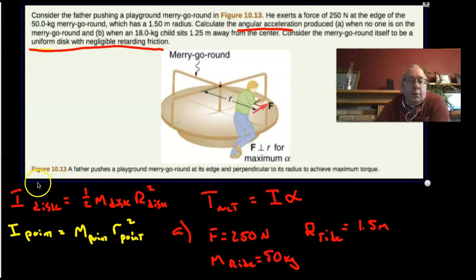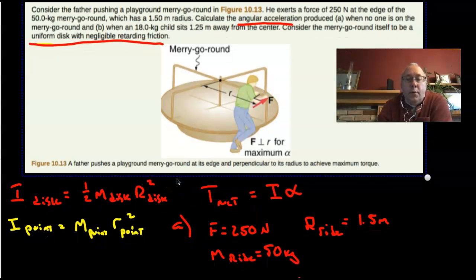So notice that for a disc, if you look up in a table, the moment of inertia is 1/2 mass of the disk, radius of the disk squared. Now, later on in the problem, in part B, they're going to put a child on the ride out at a distance away, and the child would be a point mass, and the moment of inertia for a point mass is mass of the point times the radius, where the position of that mass is, squared. All right, but let's do part A first.